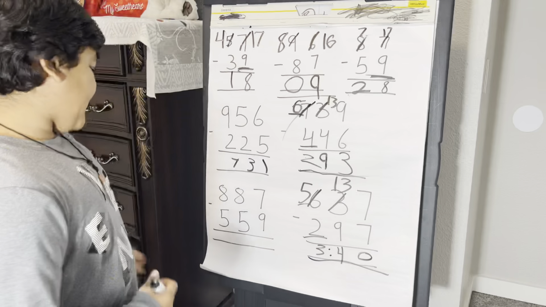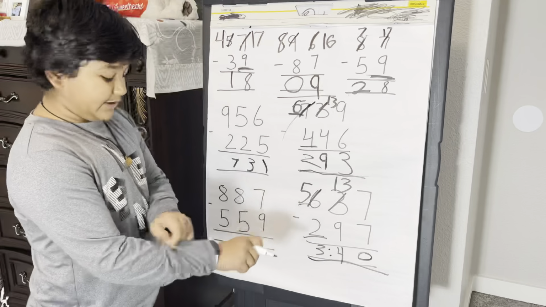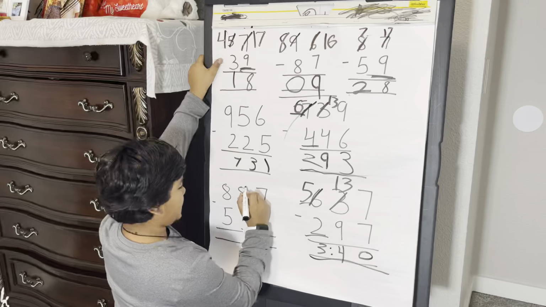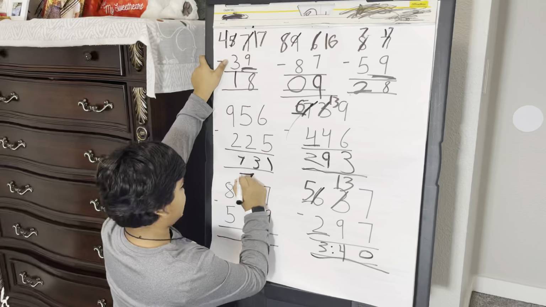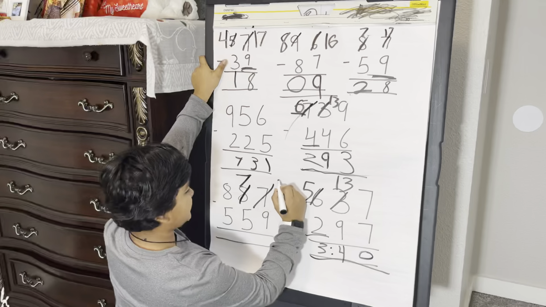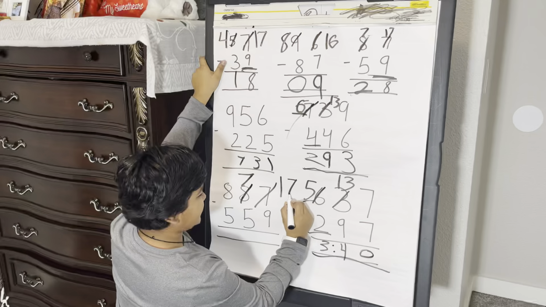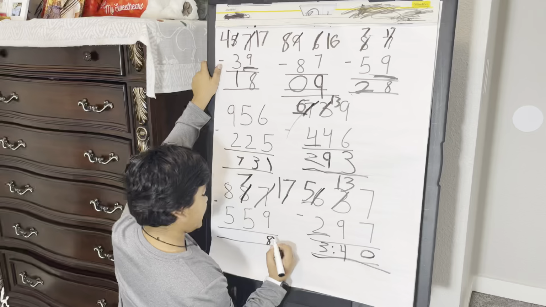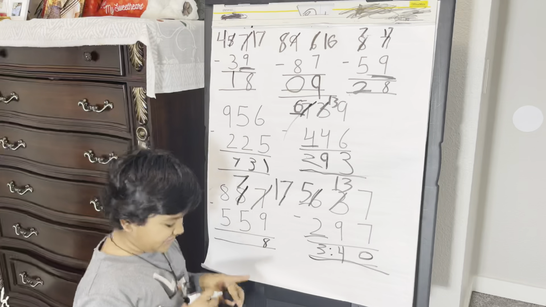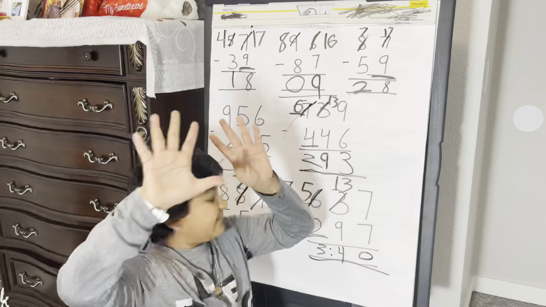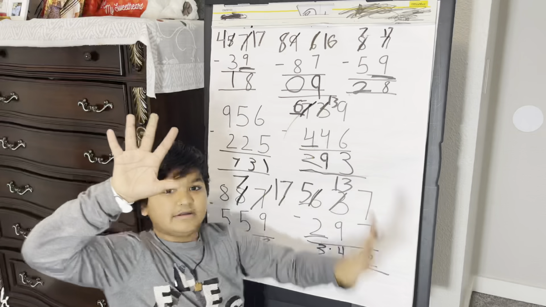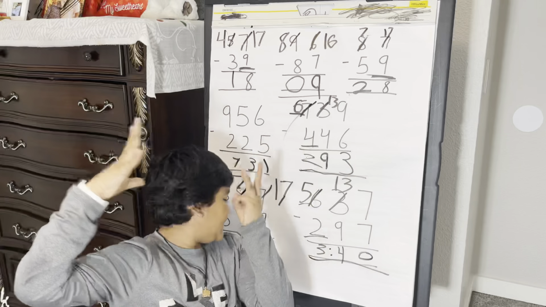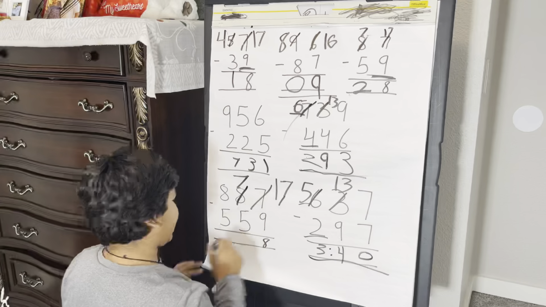And 7 minus 9, we can't do it. Oh, jeez. 7 minus 9, we can't do it. So then 8 would be crossed out, which would turn into a 7. 7 would be crossed out, which would turn into a 17. And then 17 minus 9 equals 8. And I use the same exact strategy. So like 9 fingers and then count to 17. 9, 10, 11, 12, 13, 14, 15, 16, 17, which equals 8. So 17 minus 9 equals 8.